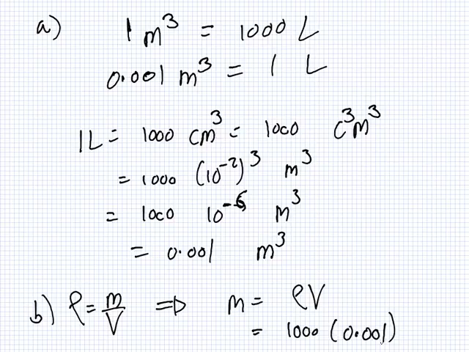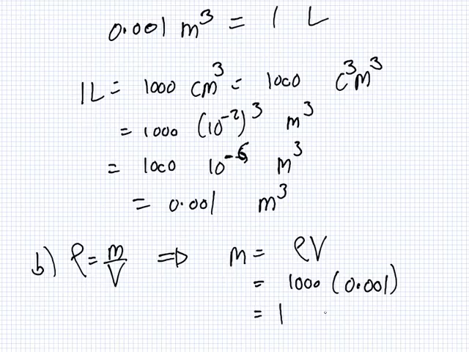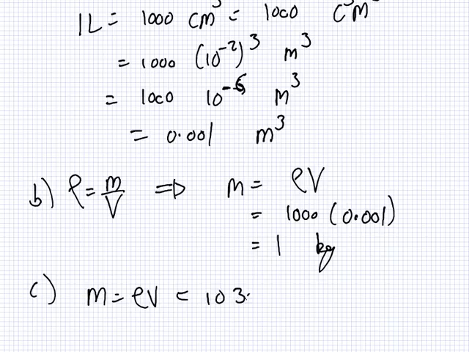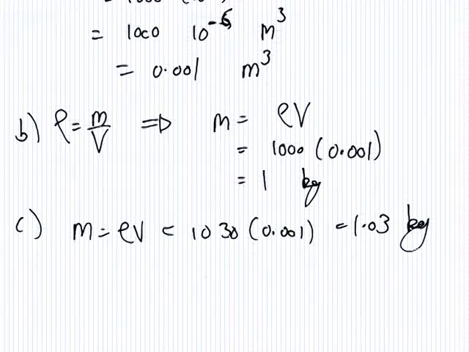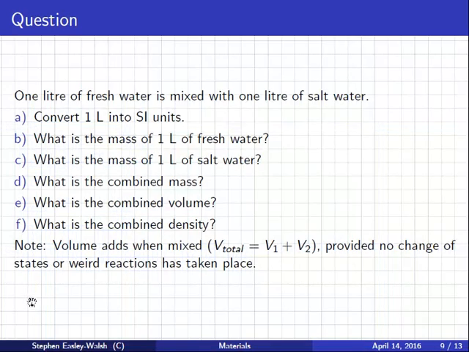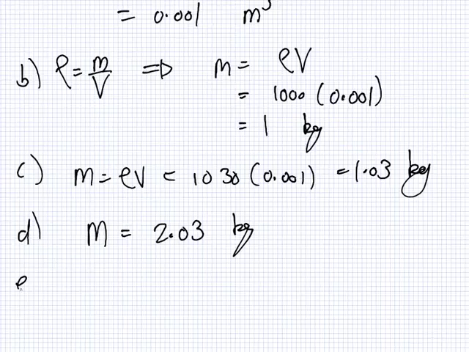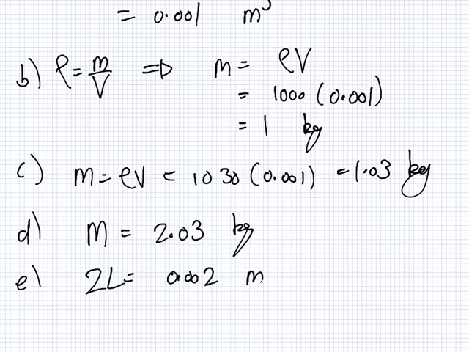Part D, what is the combined mass? The total mass would be 2.03 kilograms. Part E, what's the combined volume? It's 2 litres, which would be 0.002 meters cubed. And finally, the combined density is the combined mass over the combined volume, which would be 1,015 kilograms per meter cubed. Okay, we might need to write that down. Go ahead.